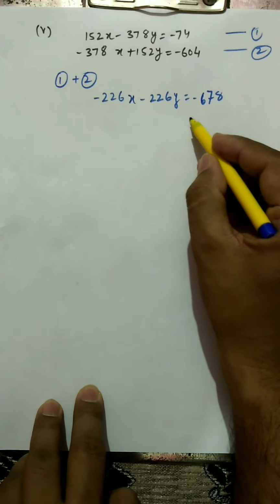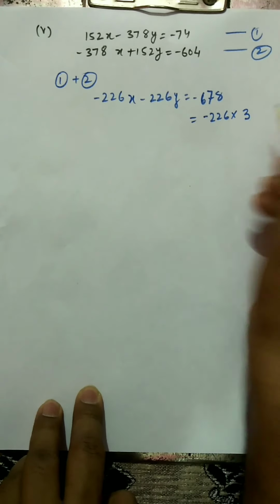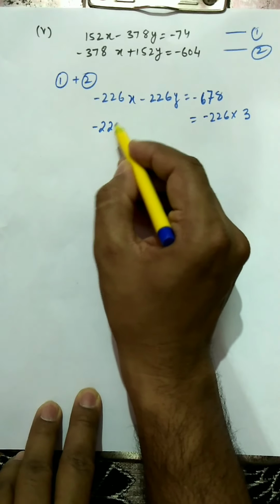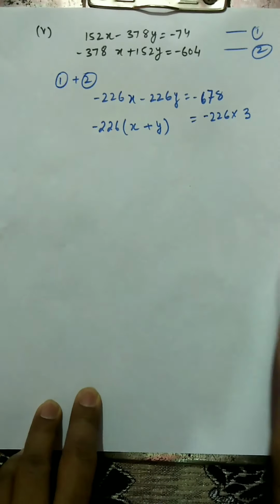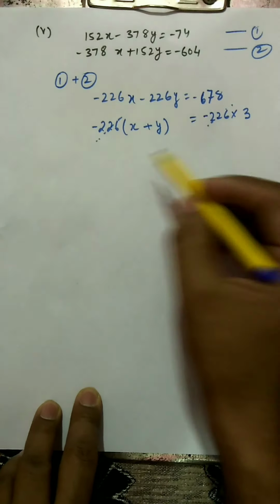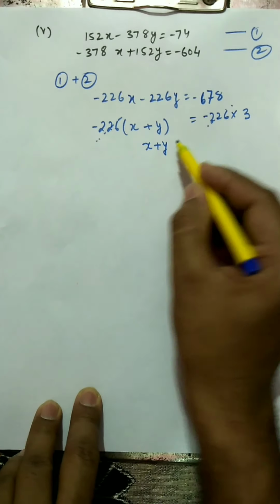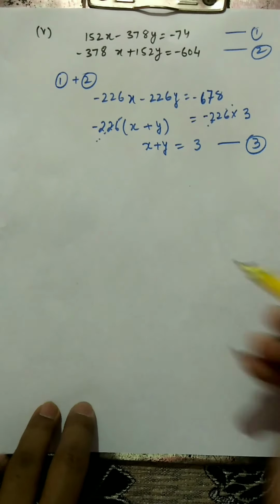So here it is important to understand that this is 226 into 3, and you can take minus 226 common from here. So this is x, and from here it is y. So this 226 minus, and this will be cancelled. So your first equation will be x plus y equal to 3. So mark this equation number 3.